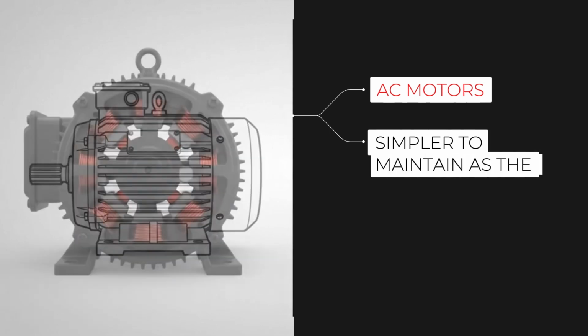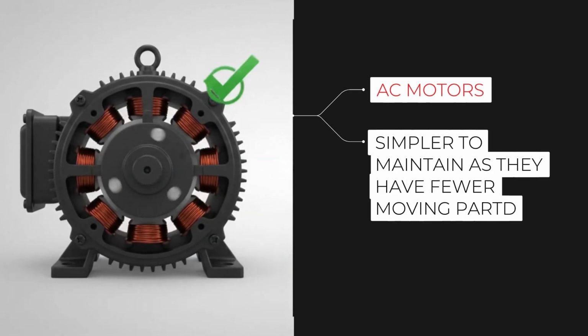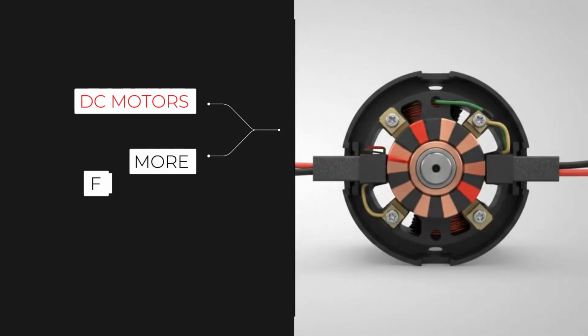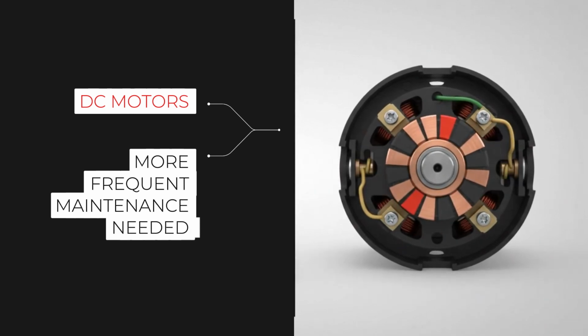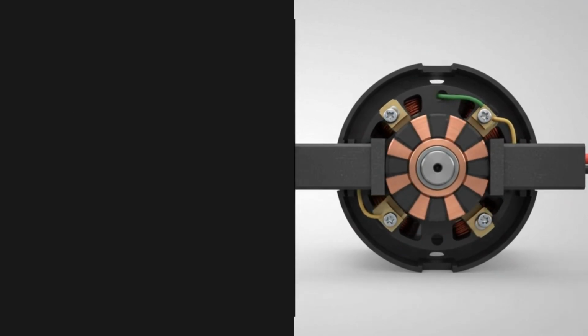Maintenance. AC motors are simple and rugged. Fewer moving parts means less to go wrong. DC motors, especially brushed ones, need more upkeep. Brushes wear down and need replacing over time.